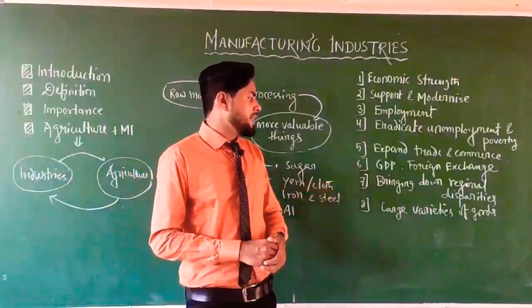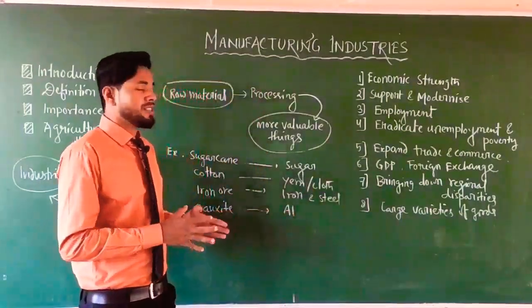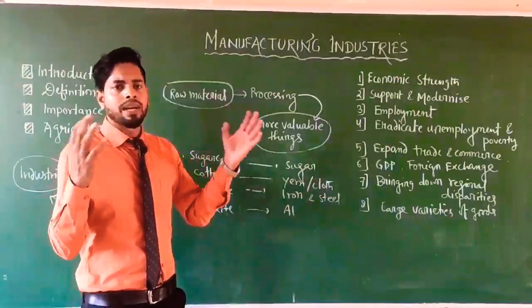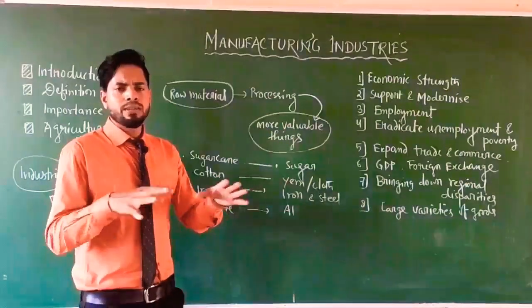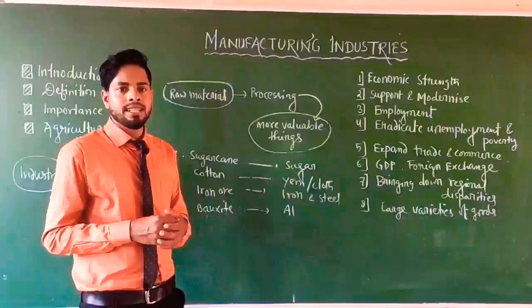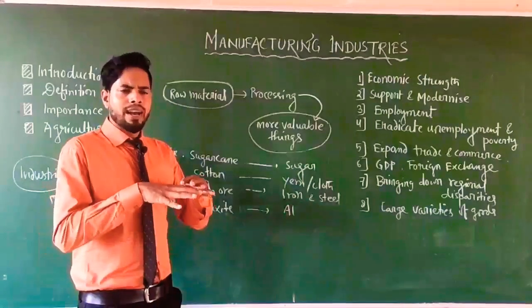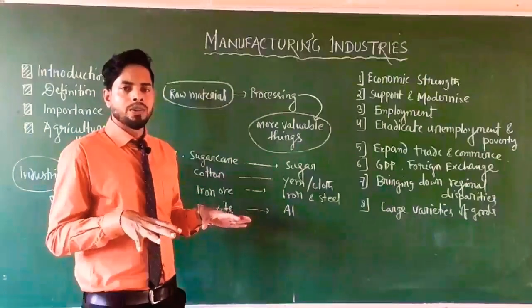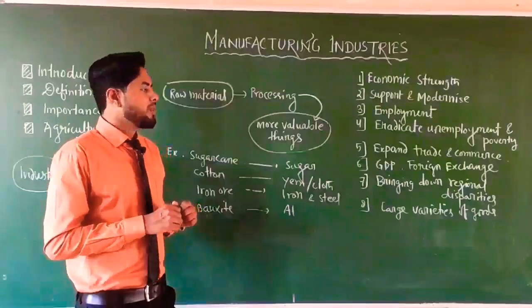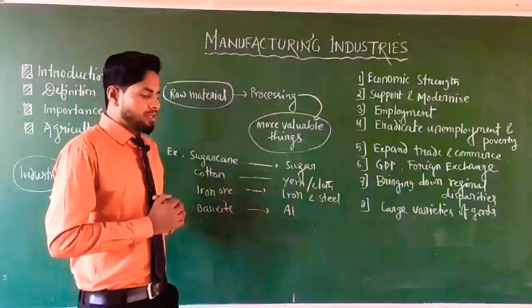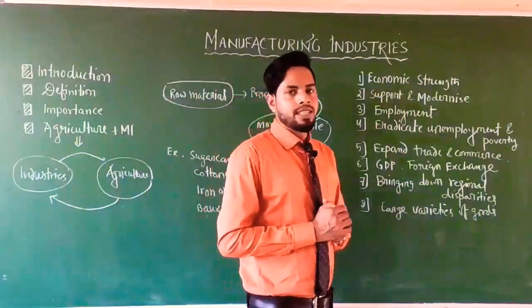Next point is, manufacturing industries produce the large varieties of goods that you purchase from your nearest market. So many goods are available, you purchase them easily and of better quality. So these varieties of goods are produced by the manufacturing sector. So these are the importance of manufacturing industries.